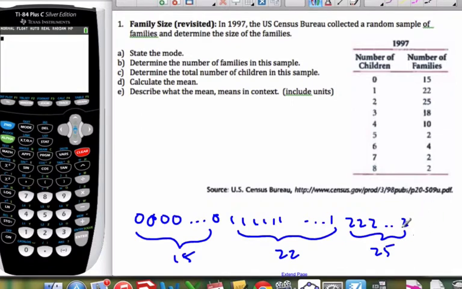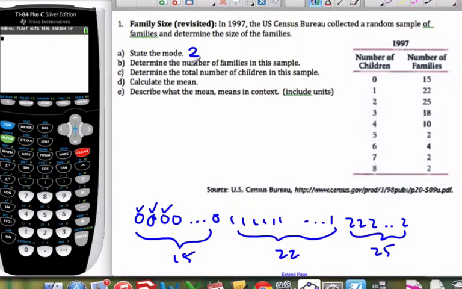So that's what this table means. I have a whole bunch of numbers representing number of children. So 0 children in this family, 0 children in this family, 0 children in this family, and so on. So if I look here, the mode is going to be the one that has the most numbers. Well, I'm going to have 15 zeros, 22 ones, and 25 twos. And so the mode is where the 25 hits, so 2 is the mode.